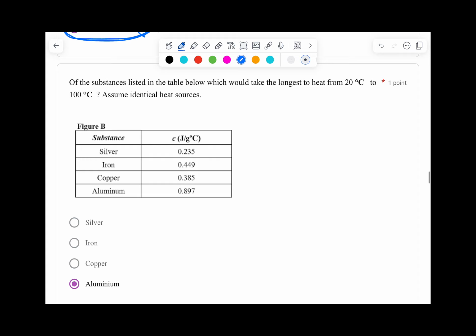All right. Of the substances listed in the table below, which would take the longest to heat from 20 degrees Celsius to 100 degrees Celsius? Assume identical heat sources. Again, we are given the substance right here, and in this column we are given the specific heat. The reason we know this is specific heat is because of the unit. This unit right here, joules divided by grams degrees Celsius, is the unit for specific heat.